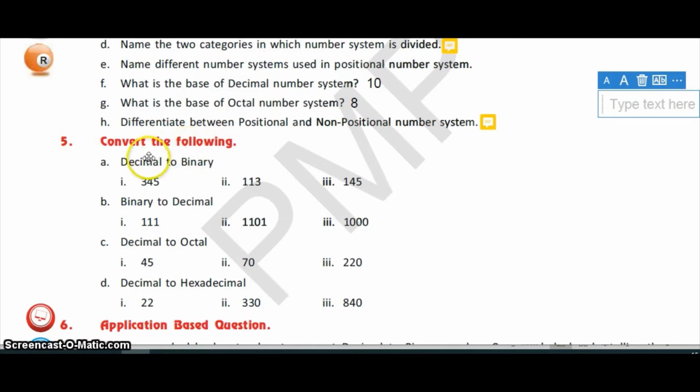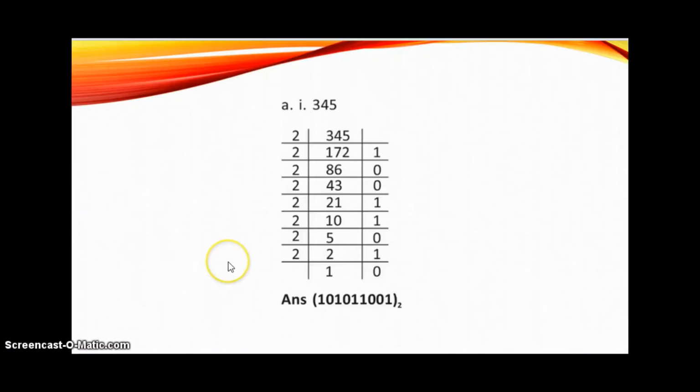Convert the following. The A part is we have to convert decimal numbers to binary numbers. What is a decimal number? It has the base 10, and a binary number has the base 2. The first number is 345. So how do we convert a decimal to a binary number?